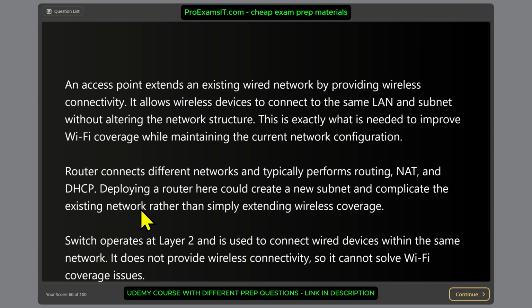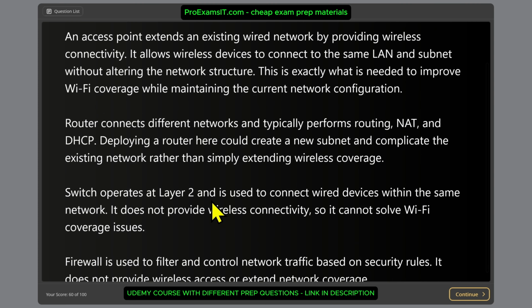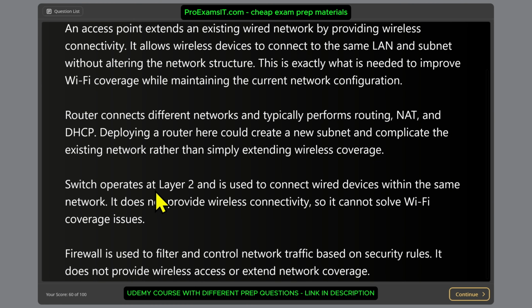We have routers. They connect different networks, and typically they perform routing, NAT, and DHCP. Deploying a router here could create a new subnet and complicate the existing network rather than simply extending the wireless coverage. We have the switch, which operates at layer 2 and is used to connect wired devices within the same network. We have managed and unmanaged switches. You need to be aware of that on the exam as well. Firewall is used to filter and control network traffic based on security rules. We have software firewalls and hardware firewalls.